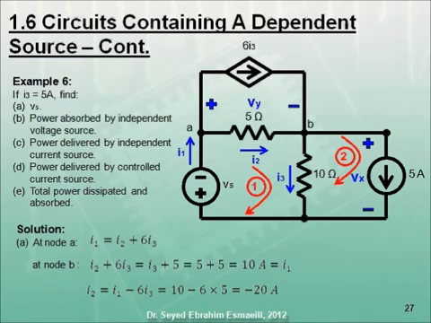source, the power delivered by the independent current source, the power delivered by the controlled current source, and the total power dissipated and absorbed.